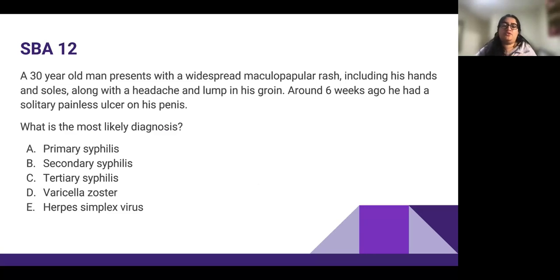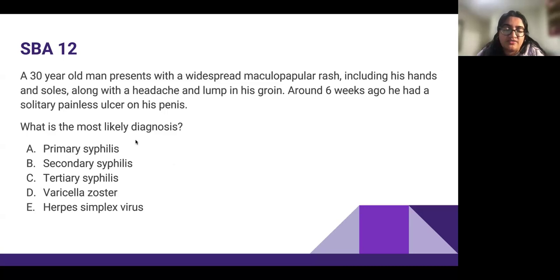Okay, and I'm just going to go through this question. So this is a 30-year-old man who presents with a widespread maculopapular rash, including his hands and soles, along with a headache and a lump in his groin. Around 6 weeks ago, he also had a solitary painless ulcer on his penis. So what is the most likely diagnosis?